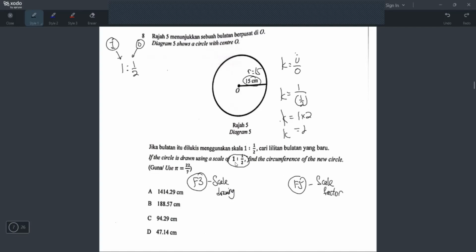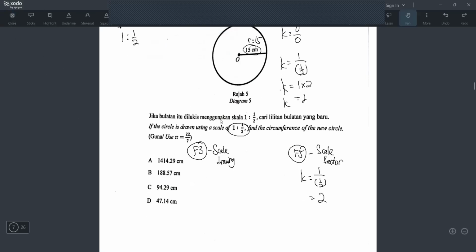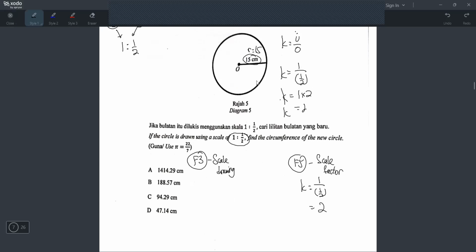Since the scale is 1:1/2, it means it will be 1 over 1/2. That's why I show it here. You get 2, right? So how to find the circumference of the new circle? First, we will find the circumference of the old circle. What's the unit for circumference? cm, right? So circumference is considered length. That is why you can straight away use this formula. Because if it's area, then you can't use this formula, because area is different. That's my only advice for you.